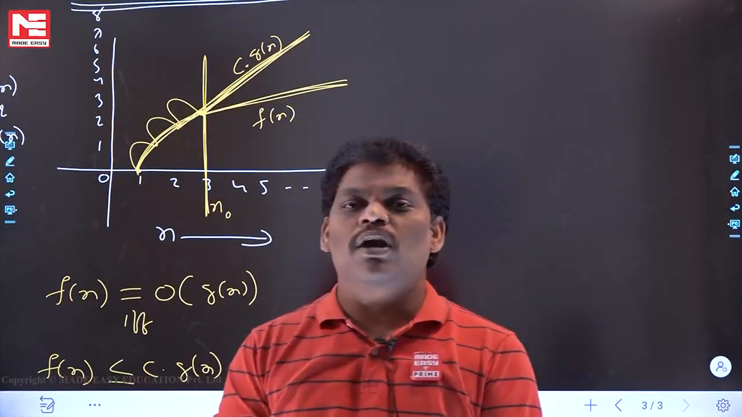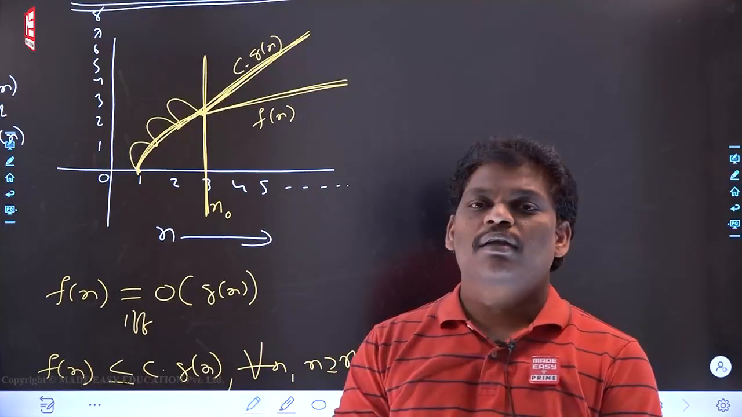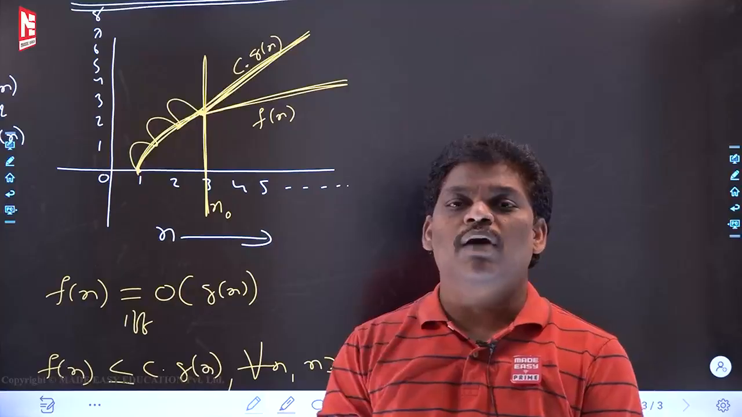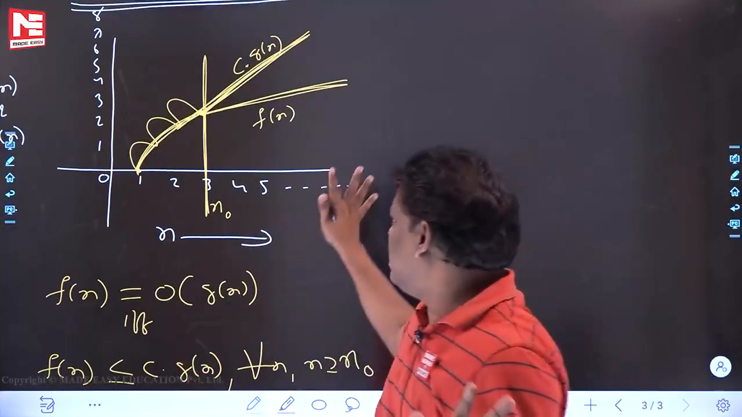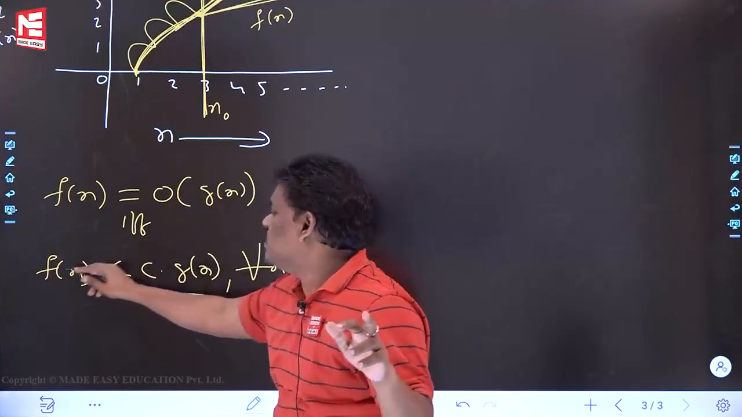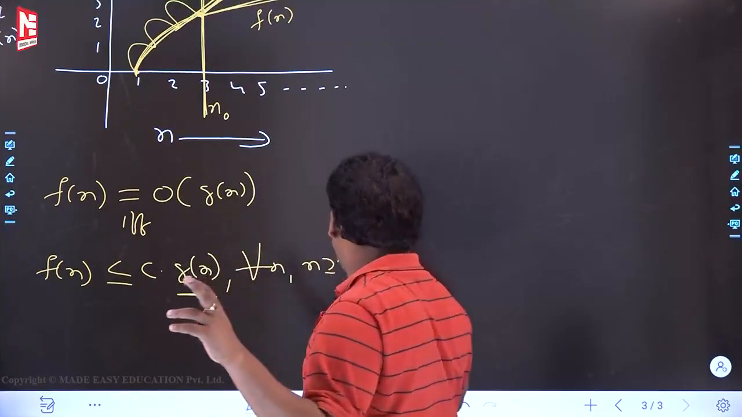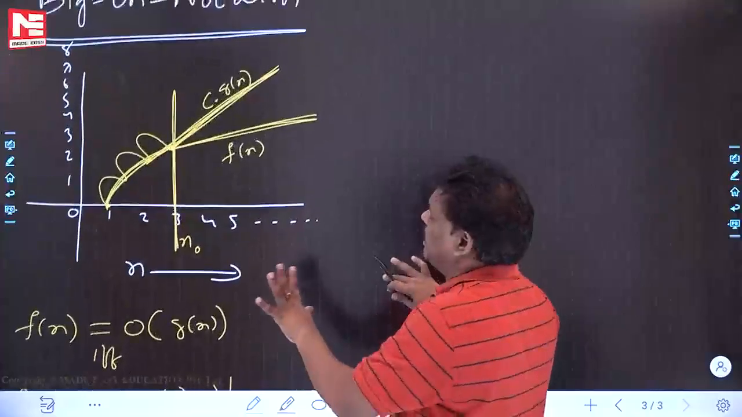F of n is big O of g of n. The meaning is, comparing f of n and g of n, g of n will be bigger from n0 onwards after taking c's help, right? This is the same thing I said. G of n is bigger, or equal also, compared with f of n after taking c's help from n0. The same thing I showed in the form of a diagram.